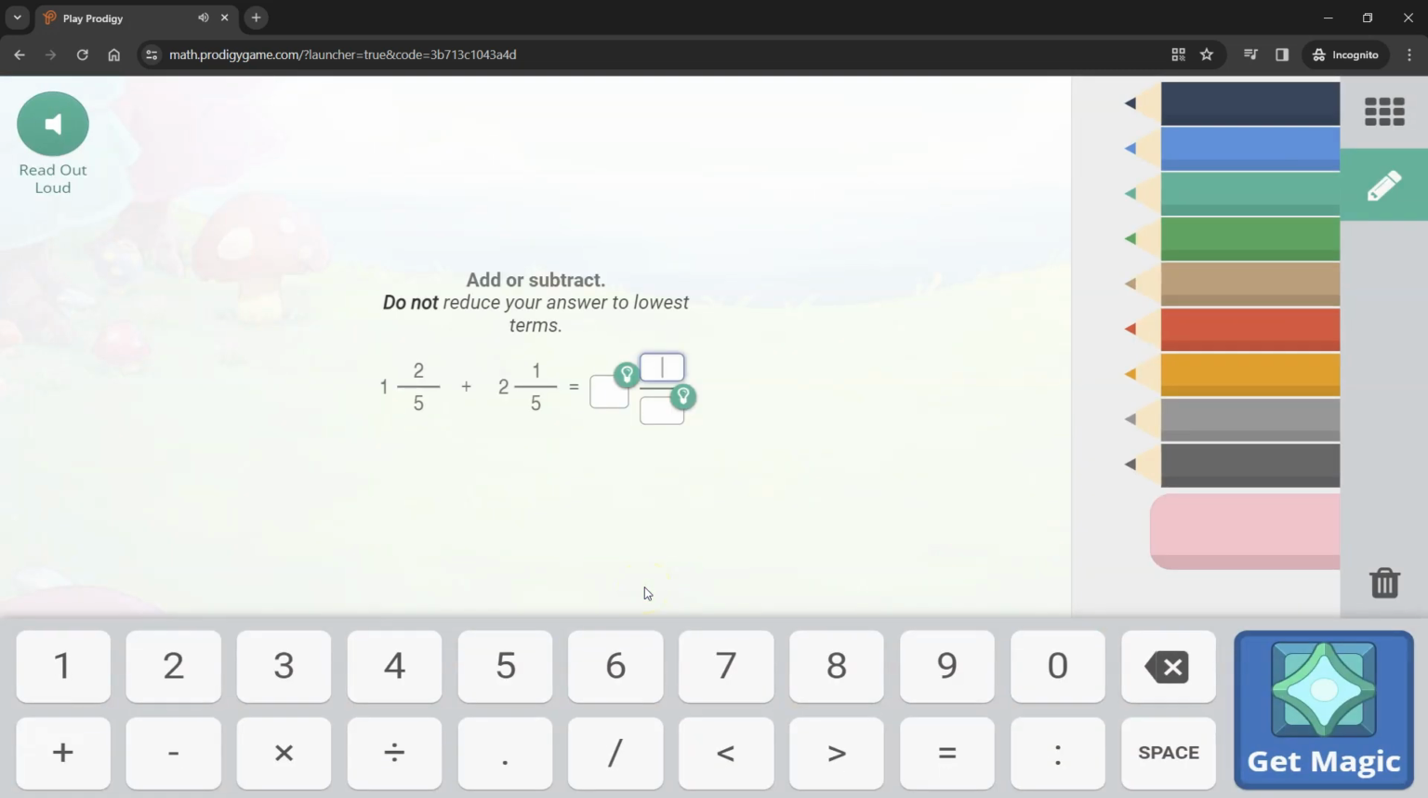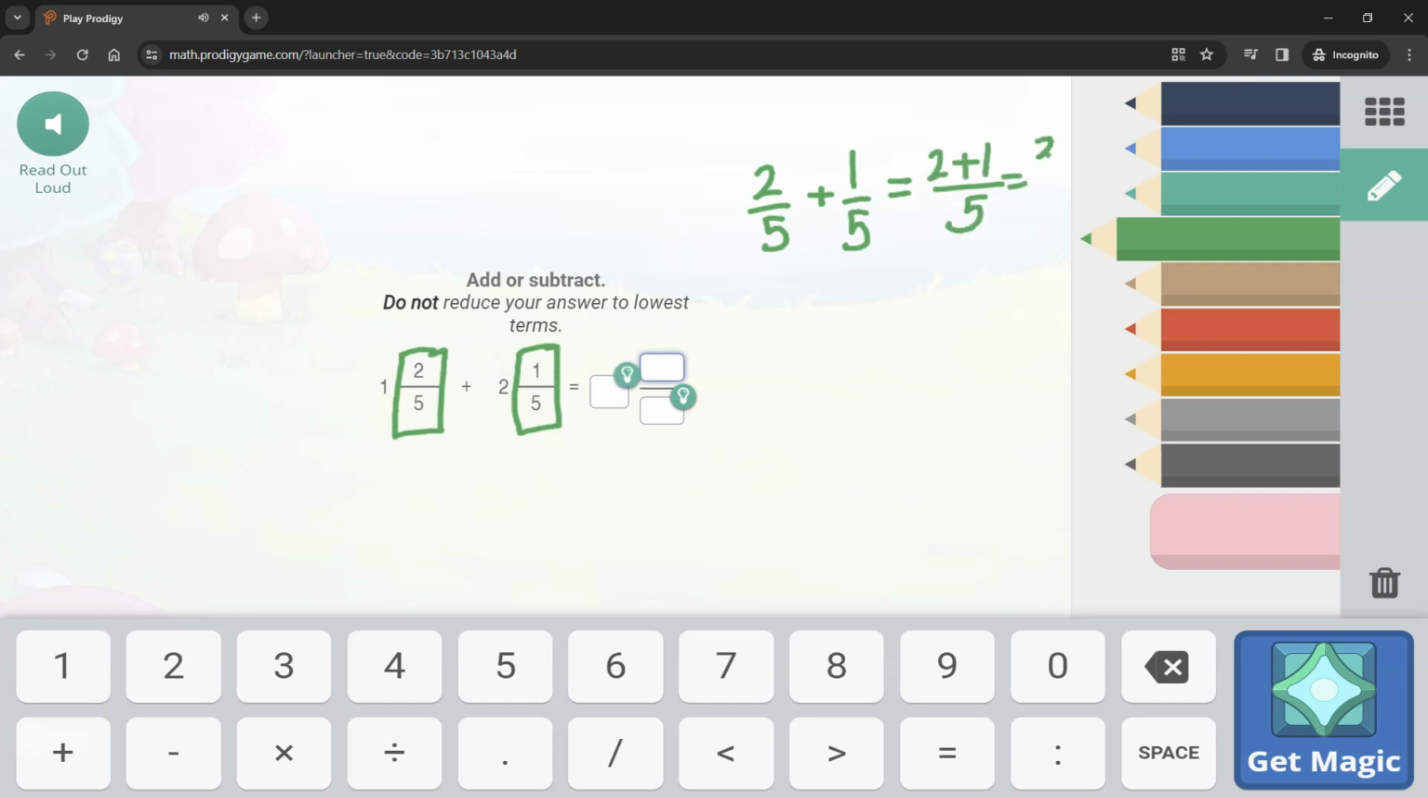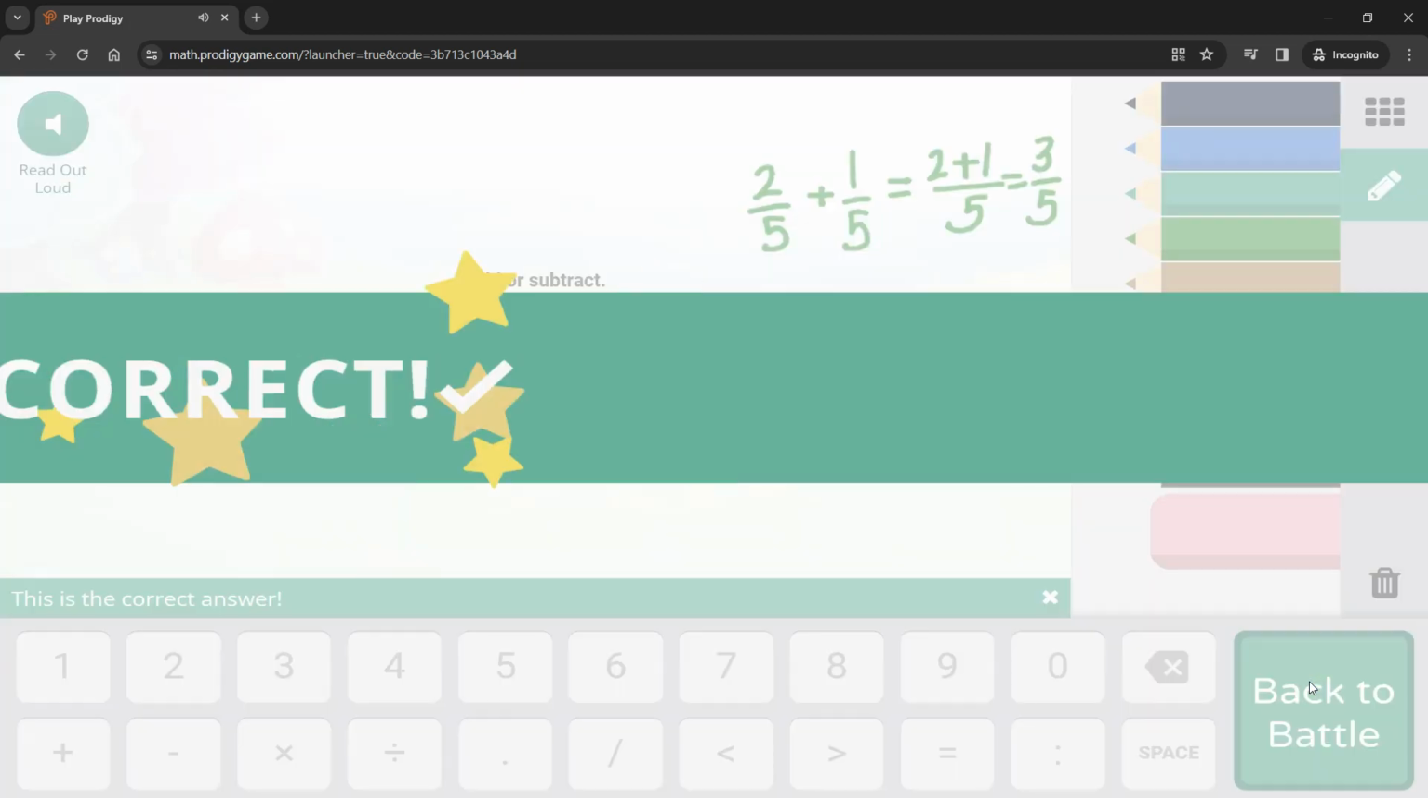Do not reduce your answers to lowest terms. So whenever we have mixed numbers like this, the first thing we do is we look at the fractions. So I've got 2/5 plus 1/5. Our denominators are the same, so I can just add my numerators and get 3/5. Because 3/5 is less than 1, I can put 3/5 in for my fraction. If it was like 7/5, then I would have to do something else. Now I can add my whole numbers. 1 plus 2 is 3. I don't even need to write it out.